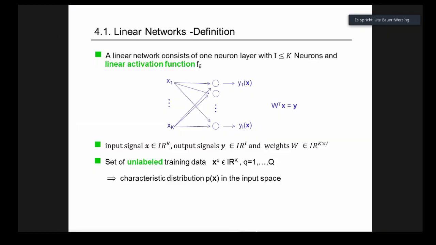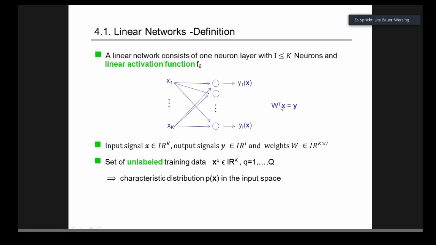So let's start. Definition: what is a linear network? A linear network consists of one neuron layer, and each neuron gets k inputs, and the number of neurons in this layer is smaller or equal to k, the number of input dimensions to each neuron. And each of these neurons in this layer has a linear activation function. So this is how these linear networks are defined.